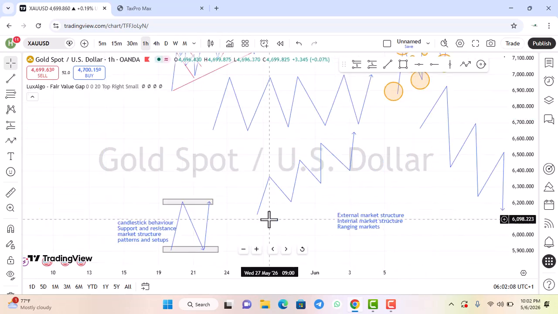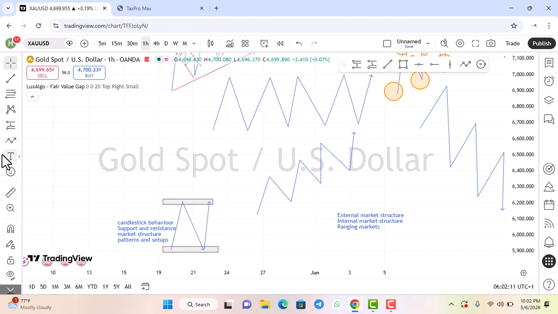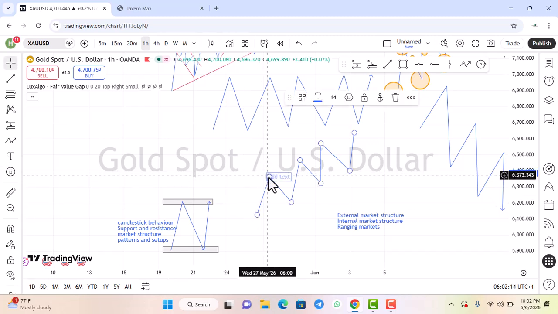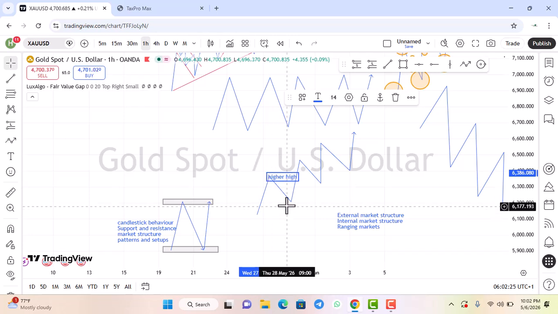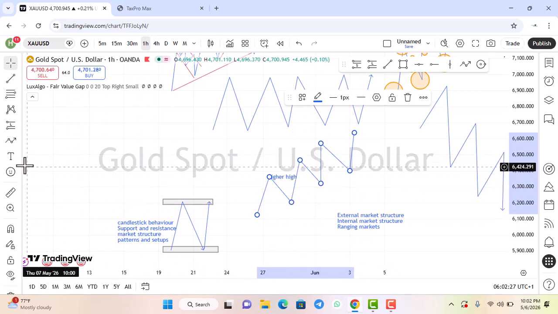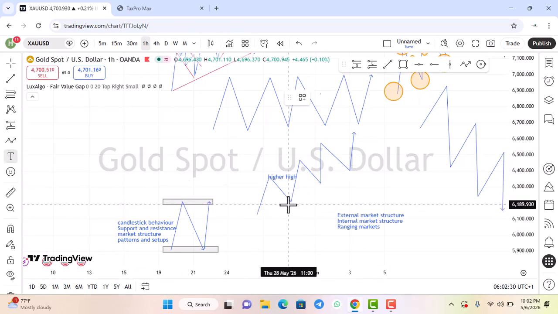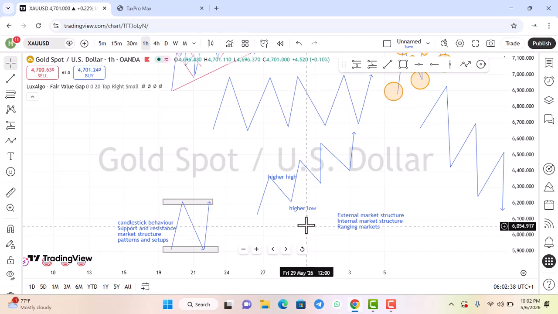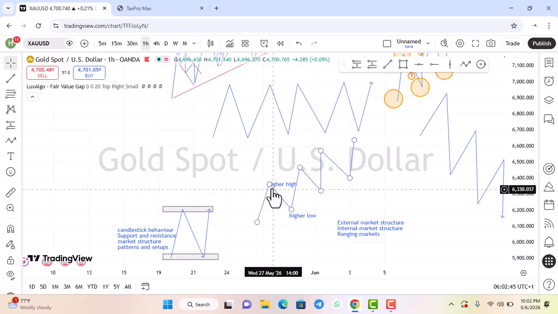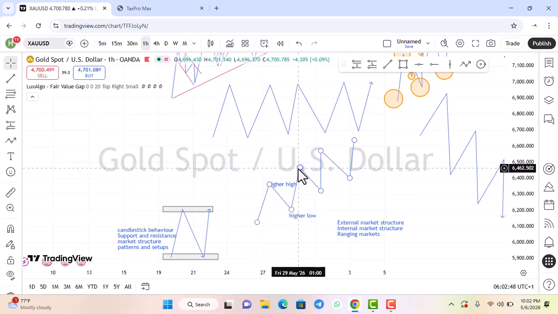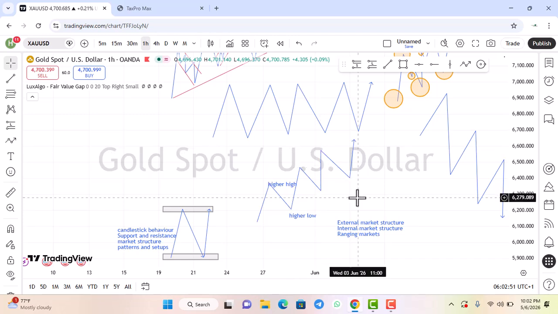So when we are in an uptrend, the market creates higher highs and higher lows. This point is now our higher high, right? And then this point is our higher low, right? Higher low, higher low, right? So this is how the market moves. If we are in an uptrend, the market creates higher high, higher low, higher high, higher low, right?